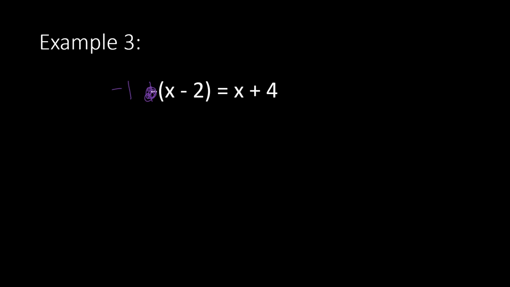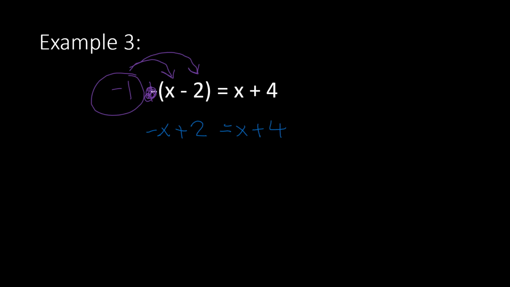This will help you because you're going to distribute it to the x and to the negative 2. You have to remember this negative sign. That's why you can write it as negative 1, because some people make the mistake where they do negative x minus 2, but that is incorrect because it goes to both numbers. And so you're left with negative x plus 2, and that is equal to x plus 4.